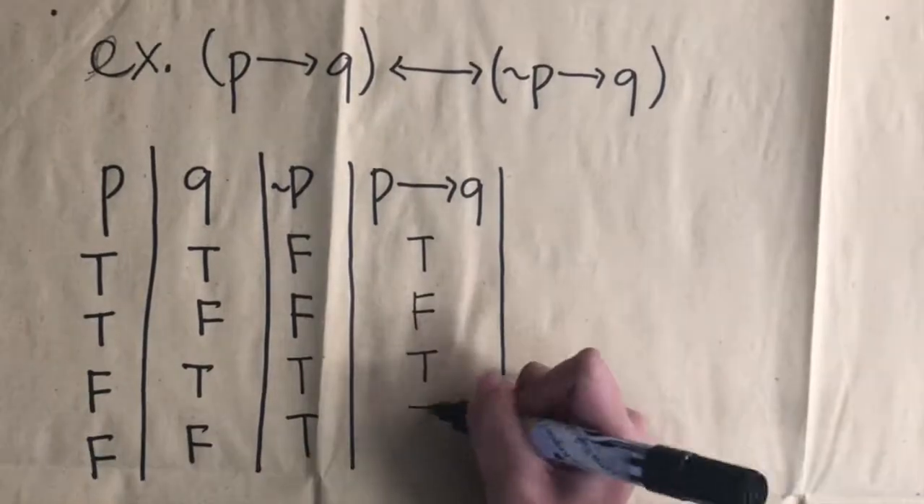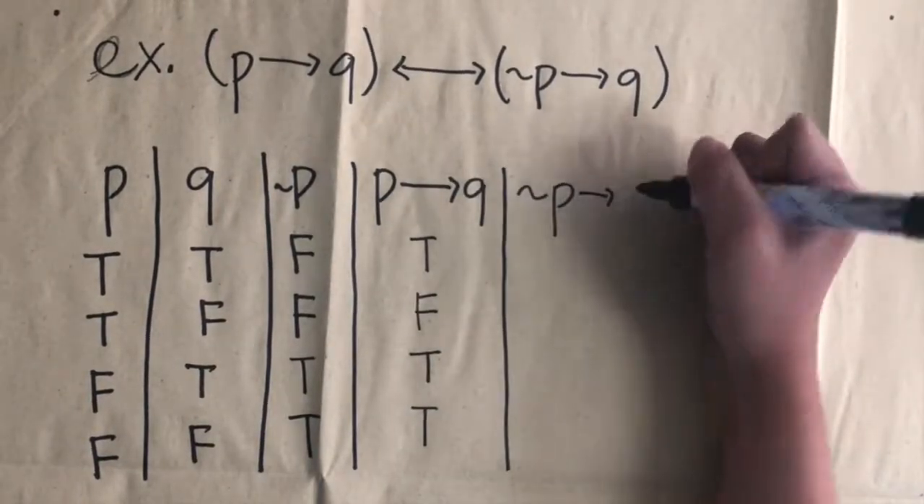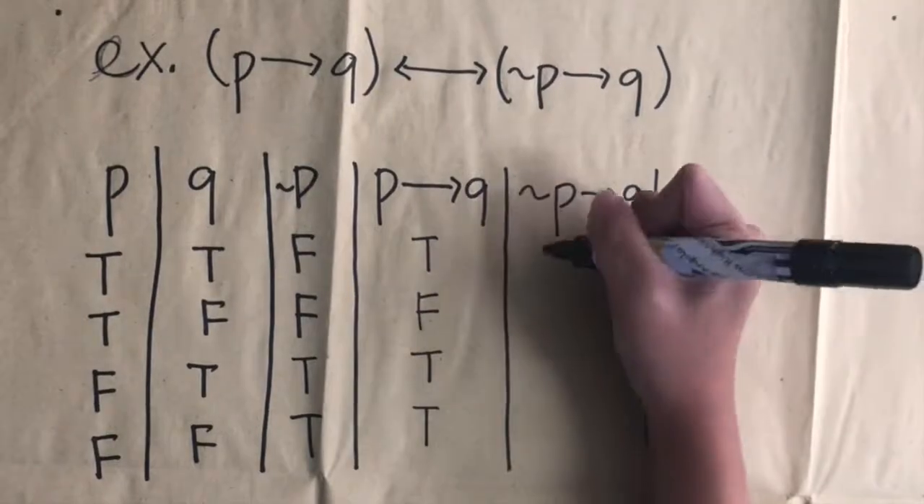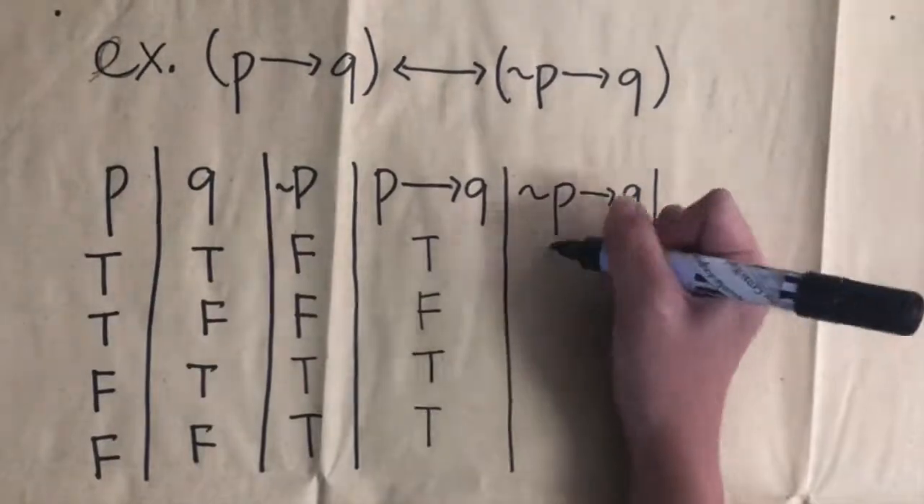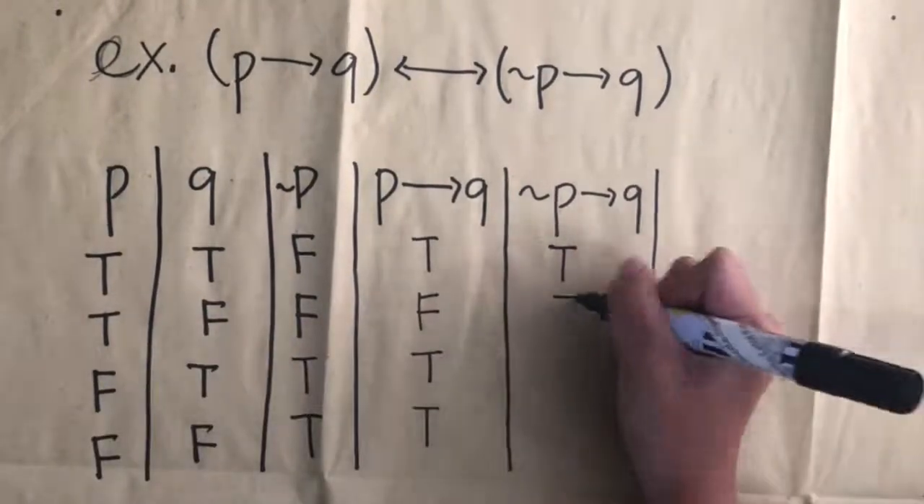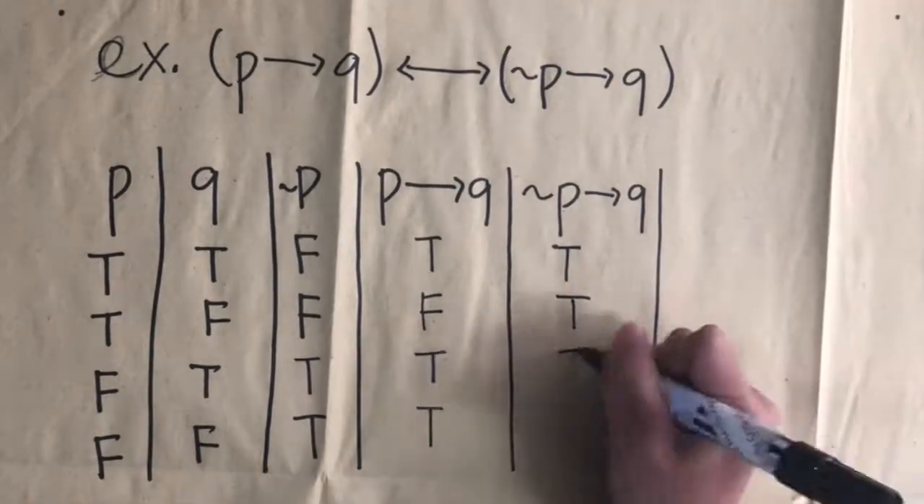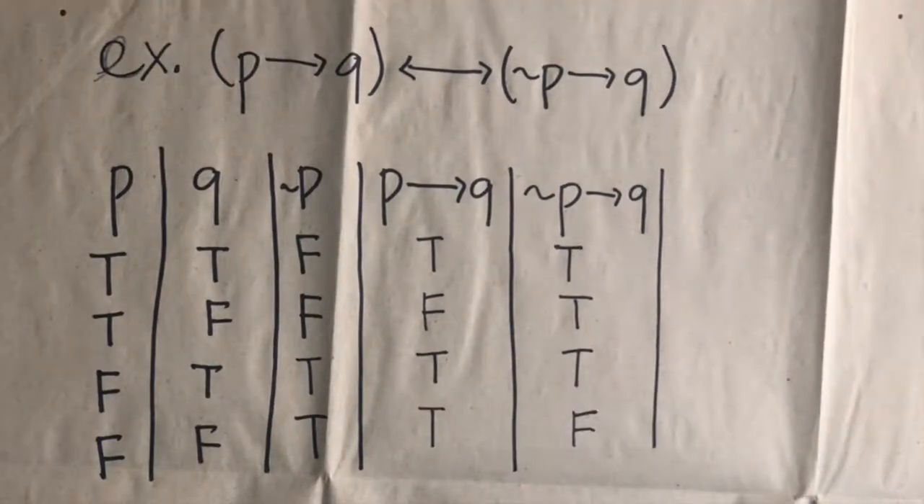conditional. Next, we have our second equation, if not P, then Q. So we're gonna use the columns not P and Q. And we're still gonna follow the rules of conditional. Now let's do the whole equation.